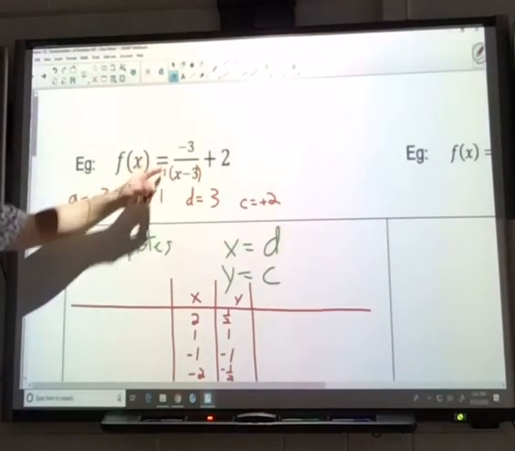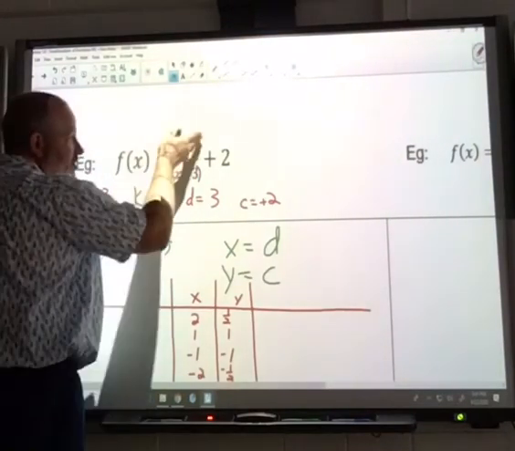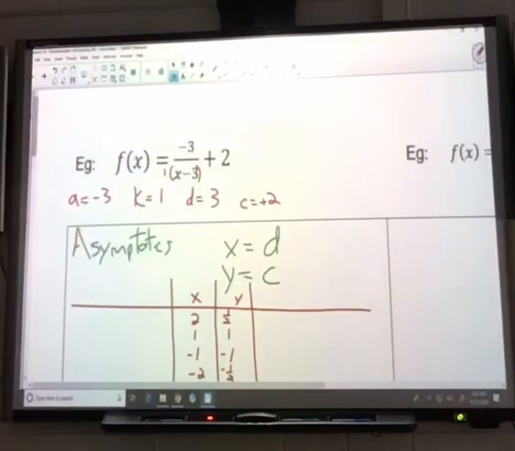Sometimes the numerator and the denominator can cancel out, and so you have to be a little bit careful with it. Okay, but they're not variables that are going to cancel. They'll just be numbers that cancel out. So if I had an A value of 2 and a K value of 2, the 2 and the 2 would actually cancel out. Okay? And so now I'm going to see what I'm going to be doing here.